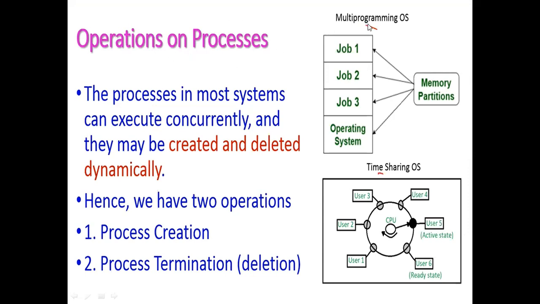As we have seen already, there are two types of operating system available. One is multi-programming operating system, the other one is time-sharing operating system. So the processes in most systems can execute concurrently. That is, the processes can be created and deleted in a dynamic manner. So we have two operations. One is process creation and the other one is process termination, which is otherwise called process deletion.